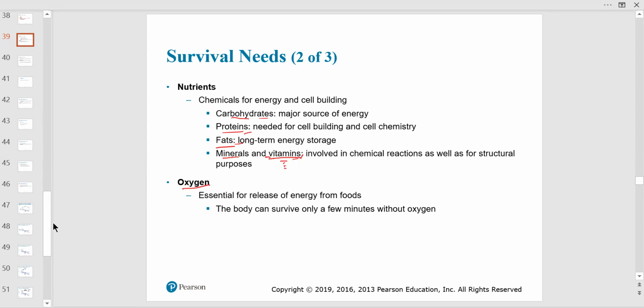Oxygen, again, not just the element oxygen, the gas oxygen, the molecule, not a compound molecule. There's only one element in this one.